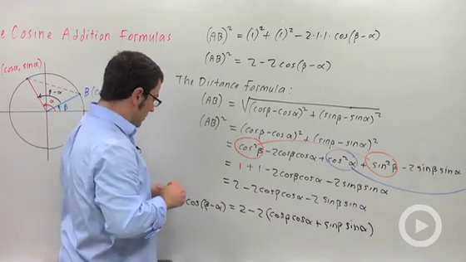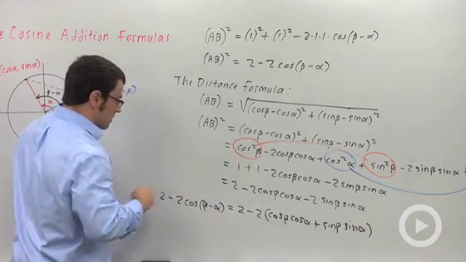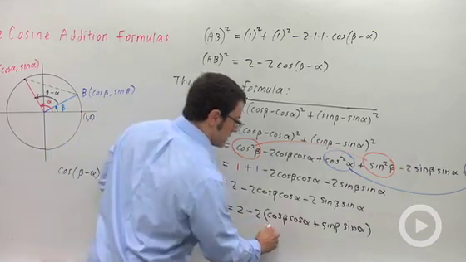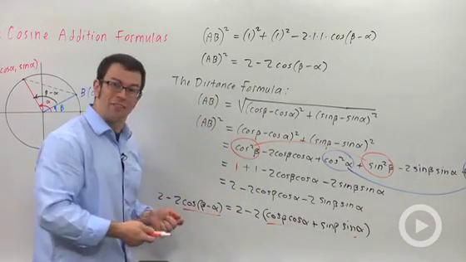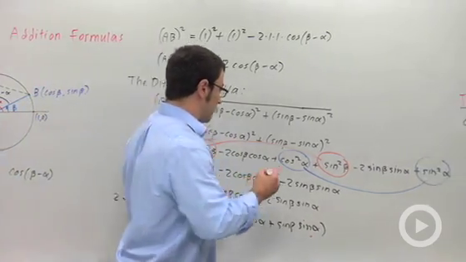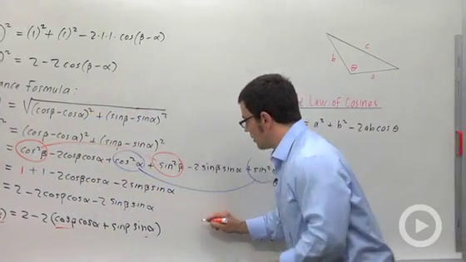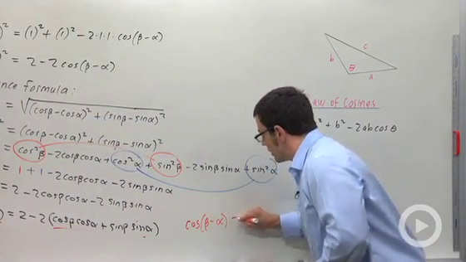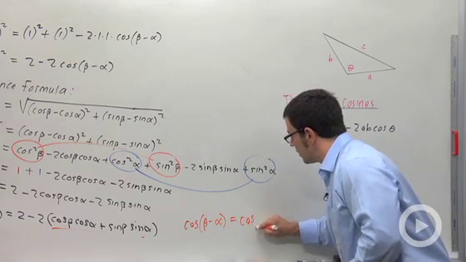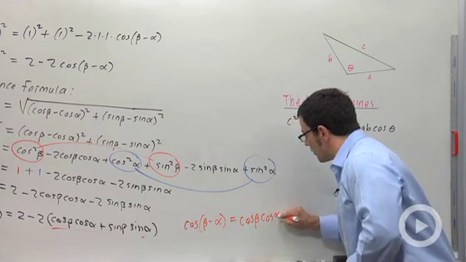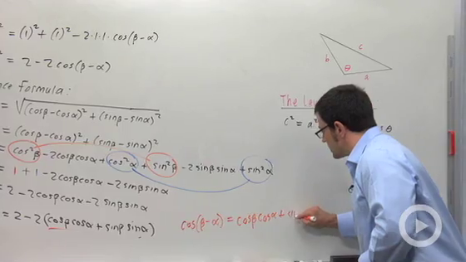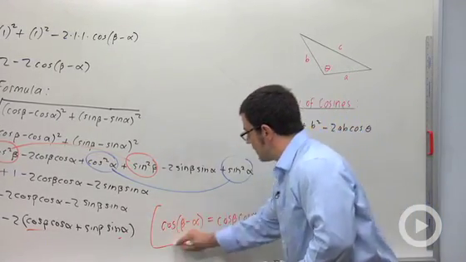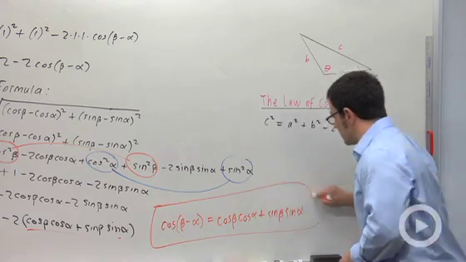And do you see what's happening here? You've got 2 minus 2 times something equals 2 minus 2 times something else. The somethings have to be equal, and that gives me the final formula, cosine of beta minus alpha equals cosine beta cosine alpha plus sine beta sine alpha. This is the cosine of a difference formula.